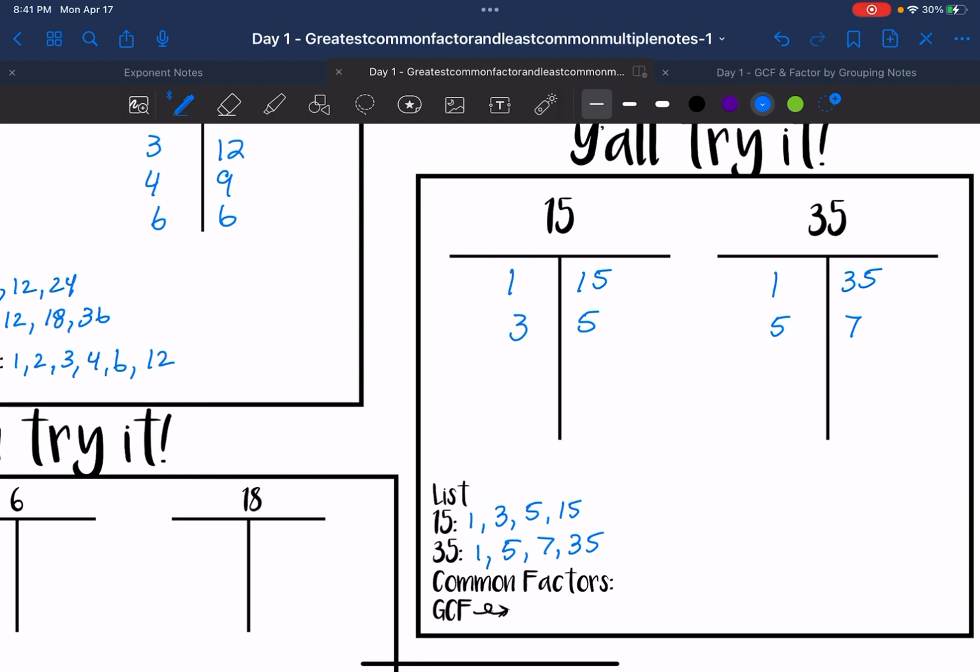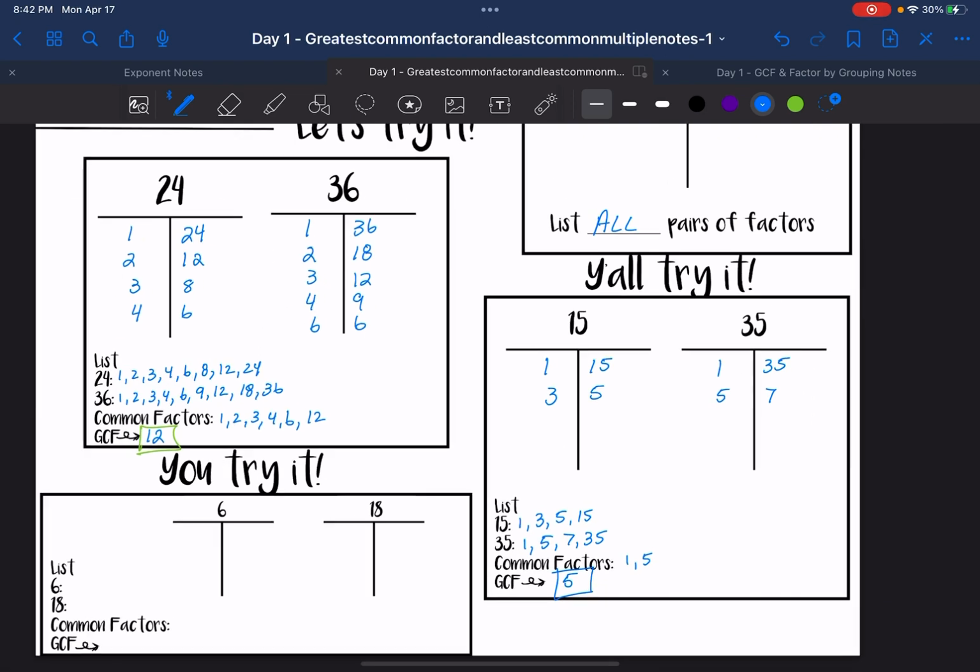Well, it's easy to see that the common factors, the factors that both those numbers share, are 1 and 5. So let's write that down. But the greatest one is 5. Okay, so 5 is our greatest common factor for 15 and 35.